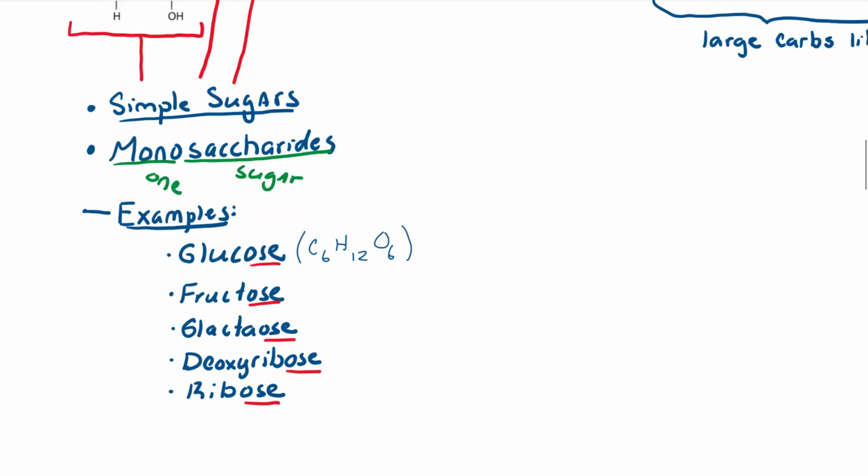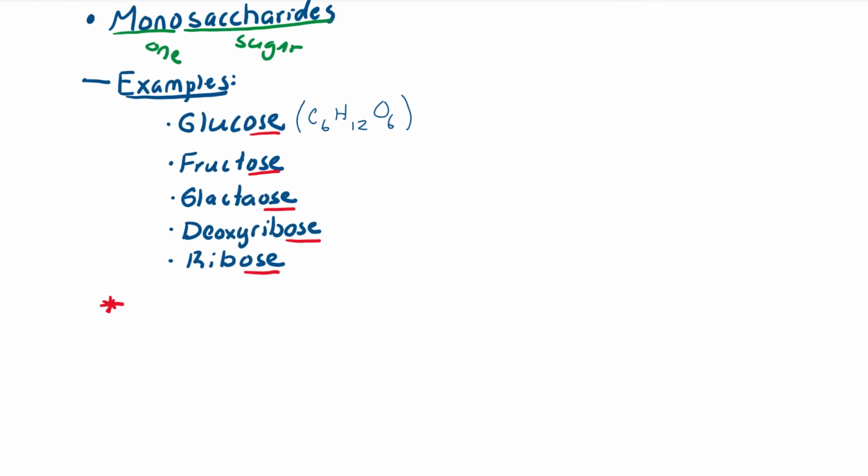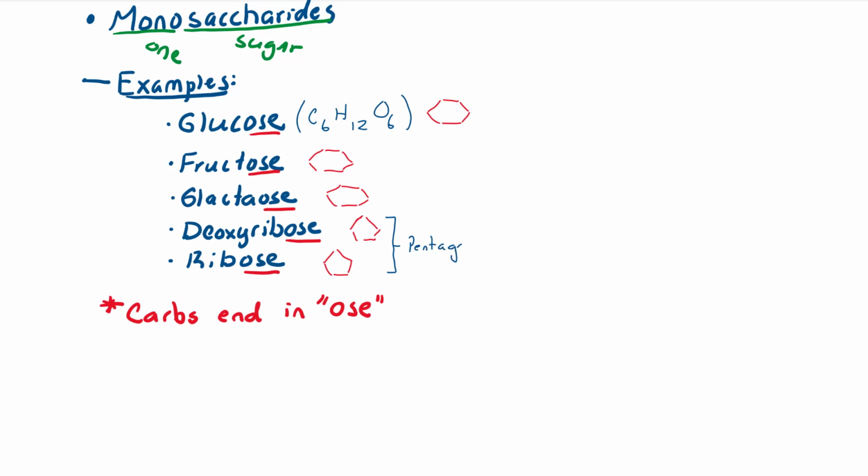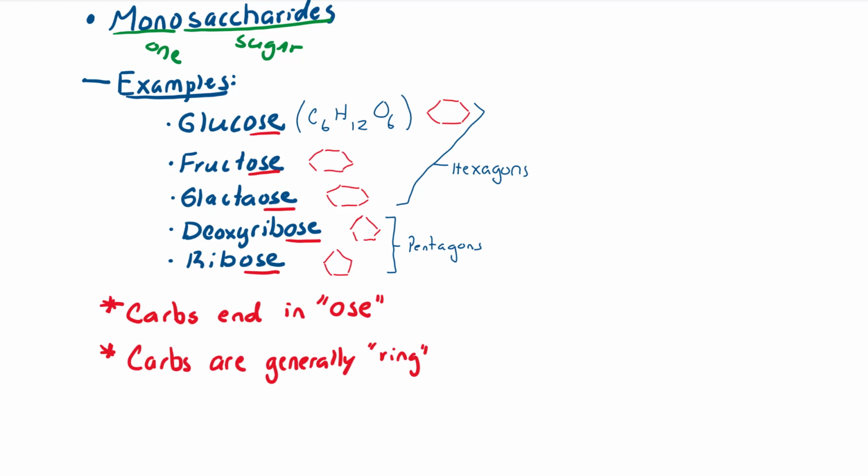If you look at the ends of all these examples, they all end in OSE. So carbs end in OSE. It's one identifier of a carbohydrate. If you look at the shapes of them, they're either a pentagon or a hexagon. So a type of geometric ring. So carbs are generally ring-shaped. A second identifier for a carbohydrate.